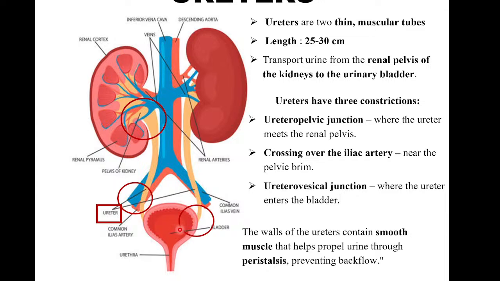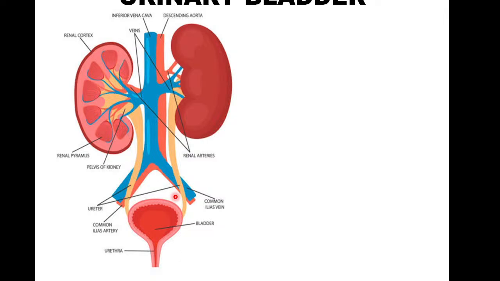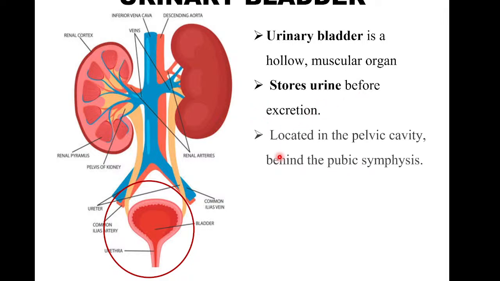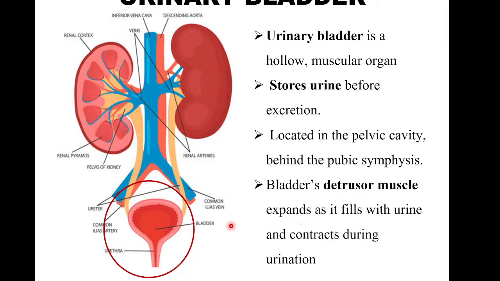If you come below the ureters, you will find the urinary bladder. There is only one bladder for male and female. There are two kidneys, two ureters, but only one bladder. The urinary bladder is a hollow muscular organ that temporarily stores the urine before excretion. Whatever urine is produced by the kidney comes down and is stored in the bladder, and this bladder is located in the pelvic cavity. You can see in the figure, behind the pubic symphysis, the bladder has detrusor muscles and expands as it fills with urine and contracts during urination.